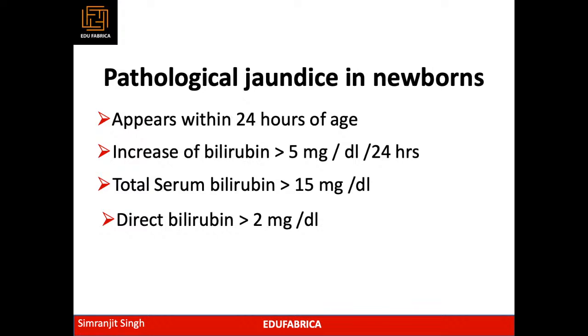Then pathological jaundice in newborns appears within 24 hours of age. The bilirubin increases by more than 5 milligram per deciliter per 24 hours. Total serum bilirubin is more than 15 milligram per deciliter, and direct bilirubin would be more than 2 milligram per deciliter.